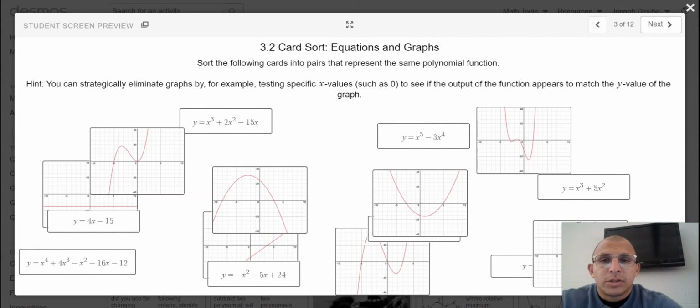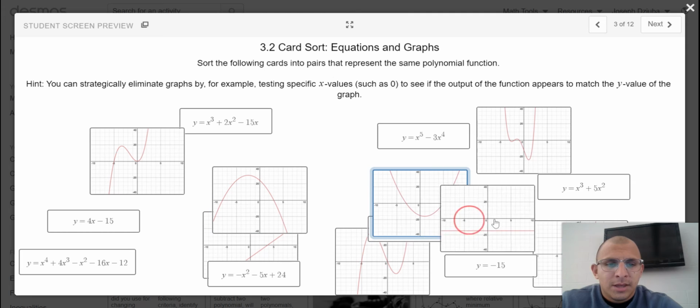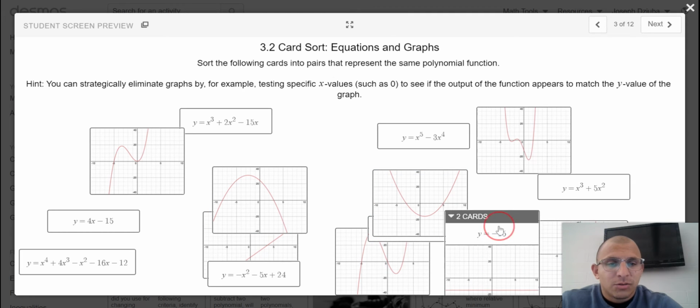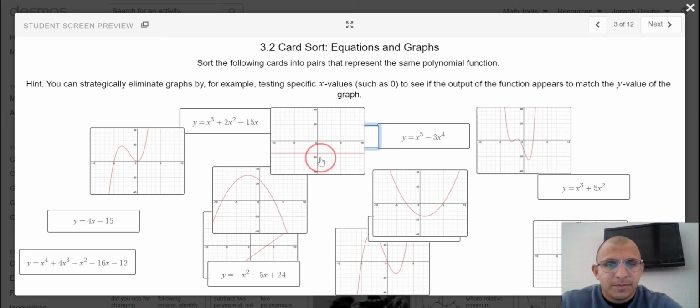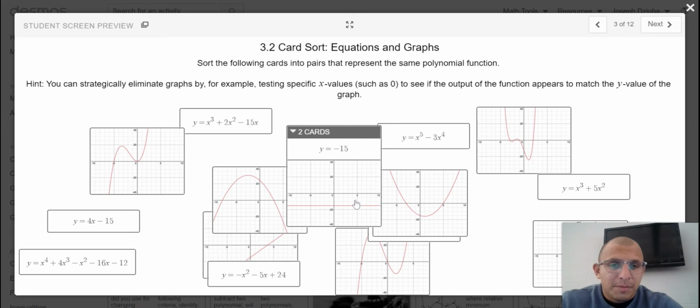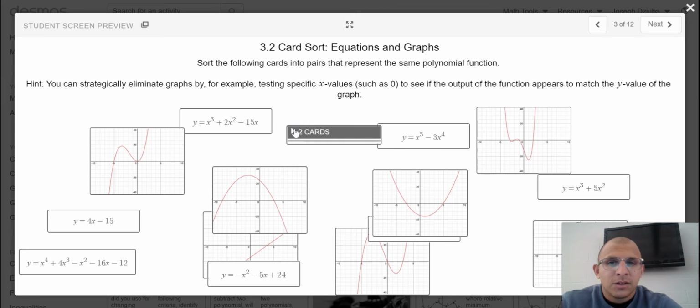In this slide, you are tasked with sorting the cards into pairs that represent the same polynomial function. A hint is that you can strategically eliminate graphs by testing specific x values to see if the output of the function appears to match the y value of the graph. Case in point, y equals -15 and this horizontal line have the same behavior because y is equal to -15 no matter what value of x we select. So I will give you an easy pair there.